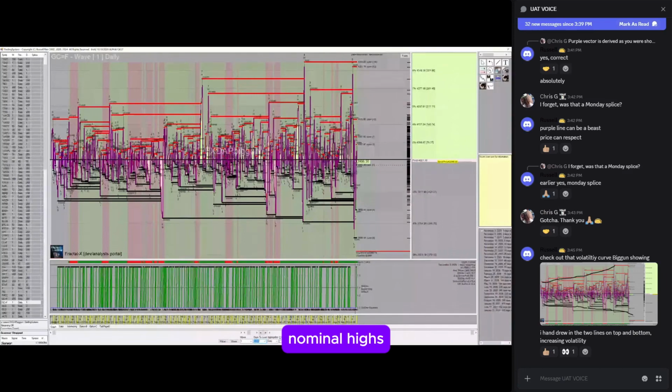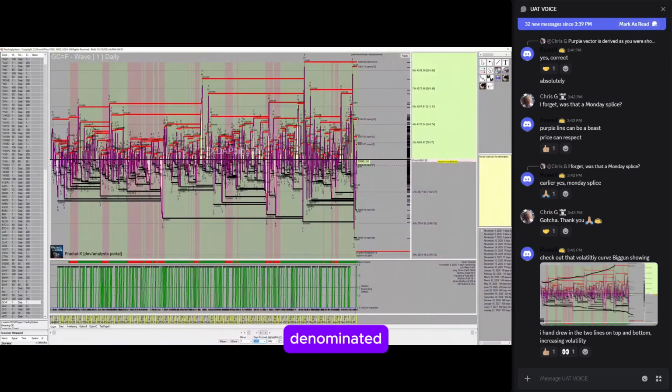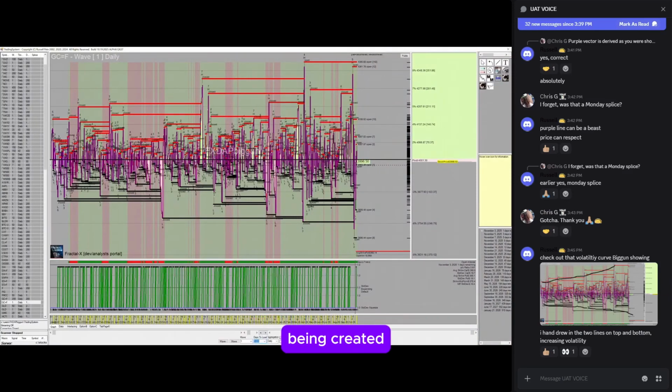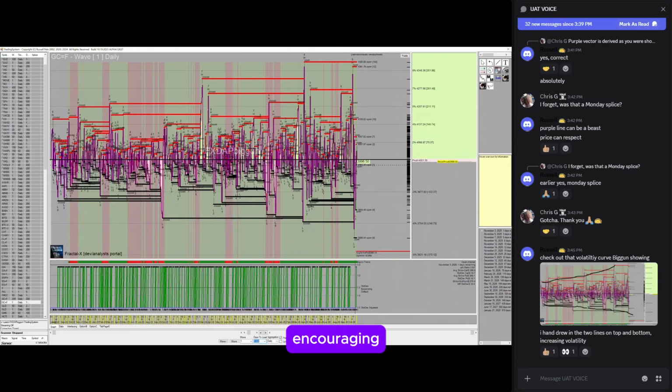It means nominal highs in equities. It doesn't mean actual highs in terms of value. You can look at the S&P versus gold as an example over the last 6 years. What I mean is the S&P in dollar denominated terms can be making highs, but in terms of actual value, it can be questioned whether there's new value being created other than QE and the debasement of the dollar encouraging it, right?